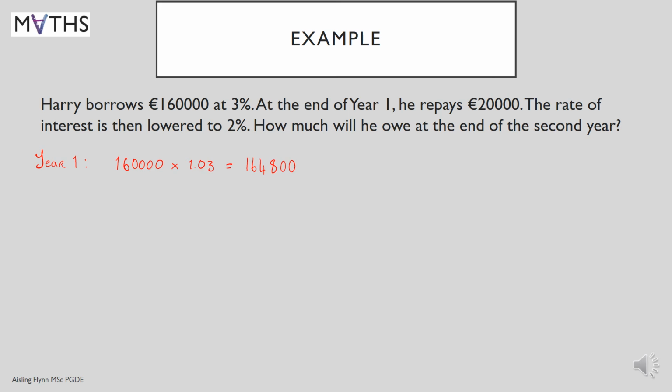Now at the end of year 1, he pays back 20,000. Paying back means he lessens his debt, or he reduces it. Take 20,000 from that, and we have 144,800. That is what he will begin year 2 with. So like before, we carry it down.